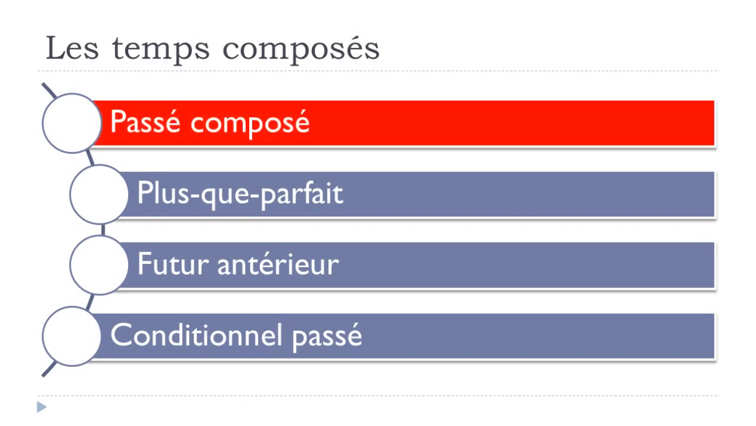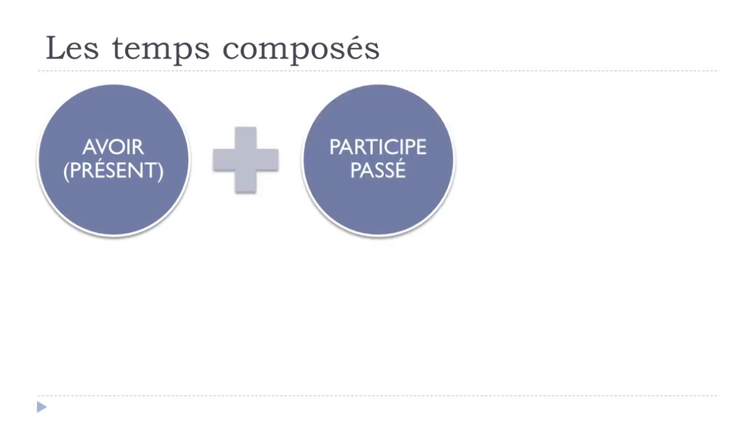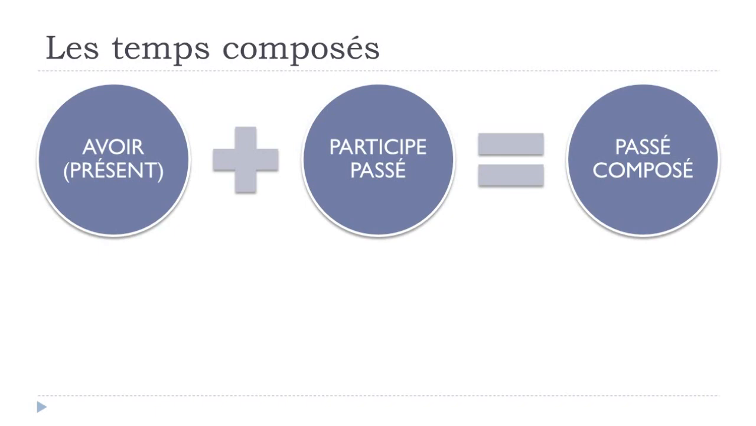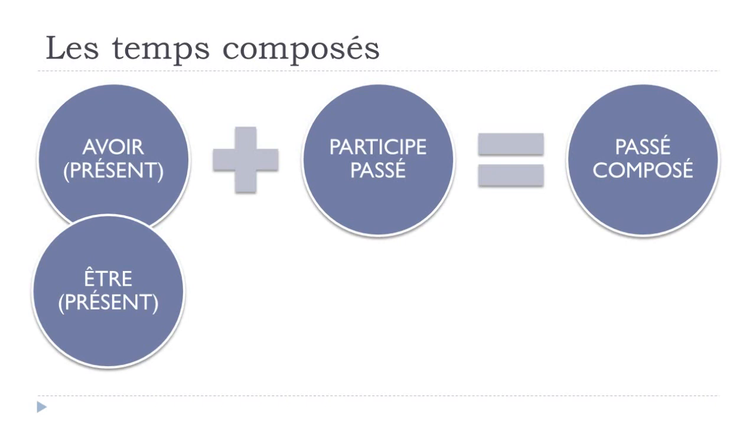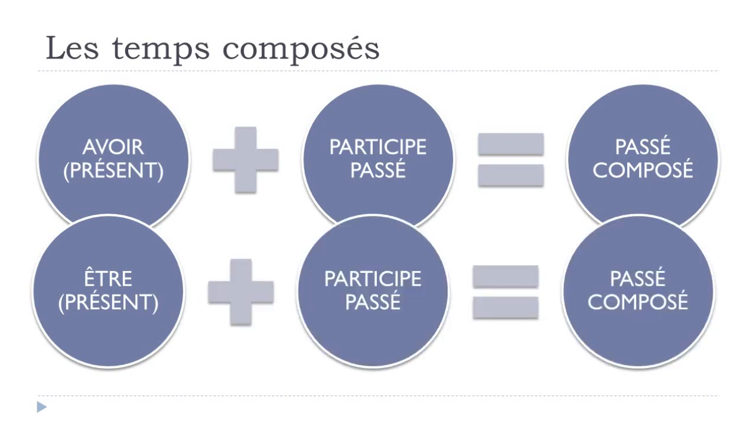So we'll first start with the passé composé. If you remember, the rule was that first we use avoir. If you're not really sure whether the verb requires être or not, then put avoir. Avoir should be in the present form. Then you put your participe passé form and you get the passé composé. Remember that in some cases, exceptions or reflexive verbs, you will have to use être in the present tense as well, plus the participe passé, and you will get this passé composé.